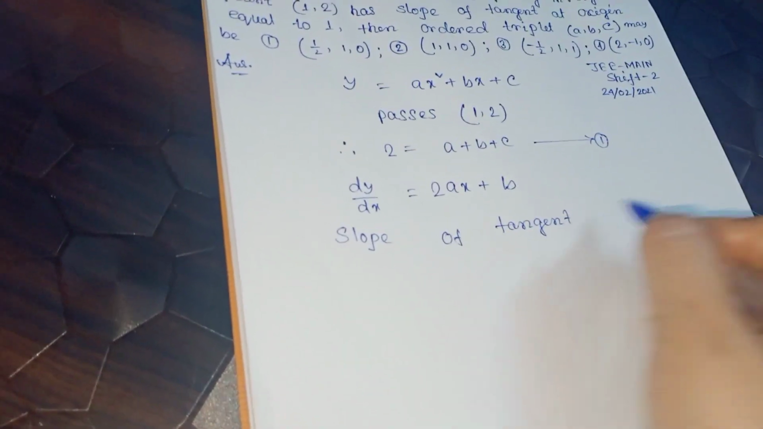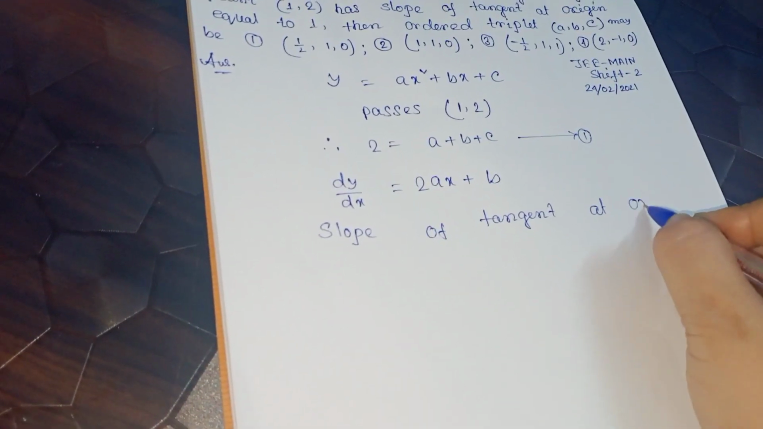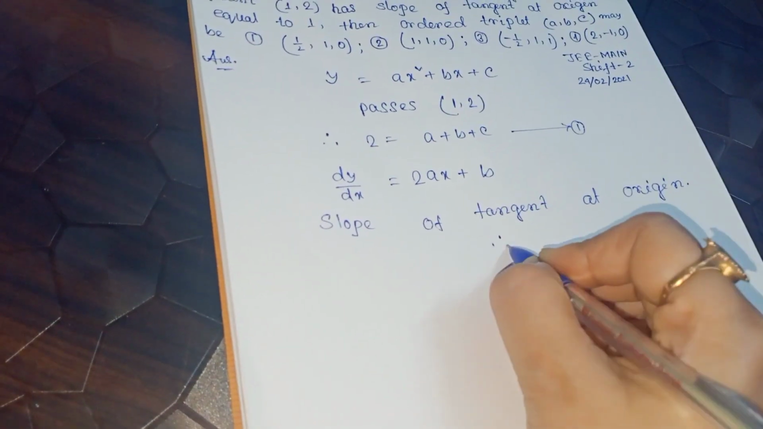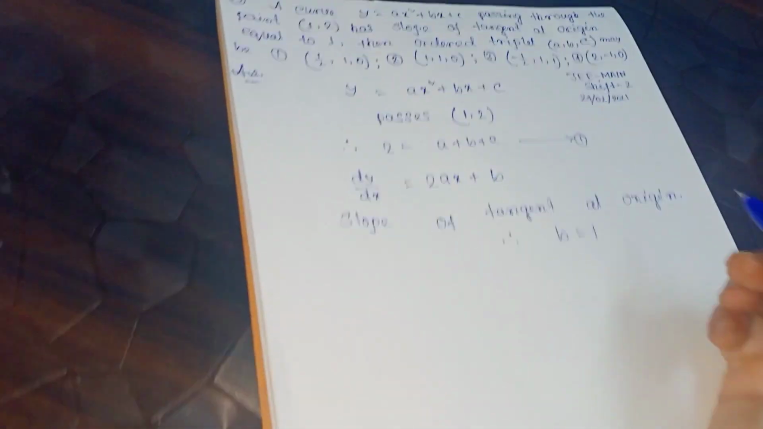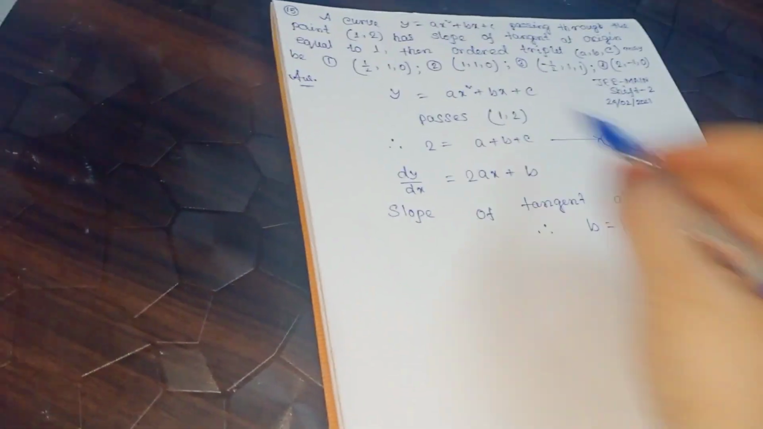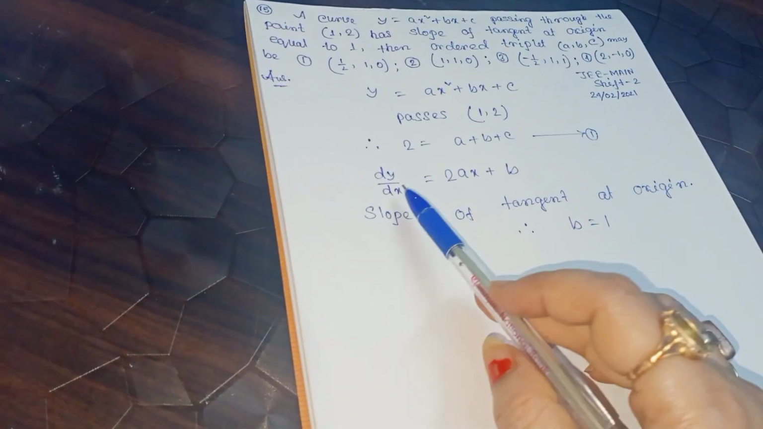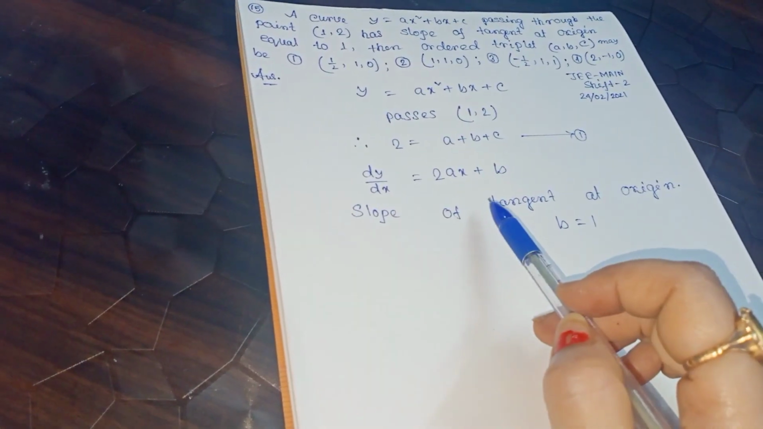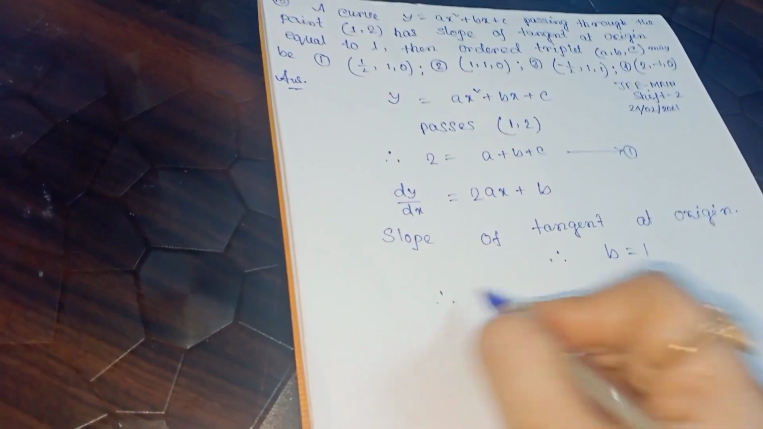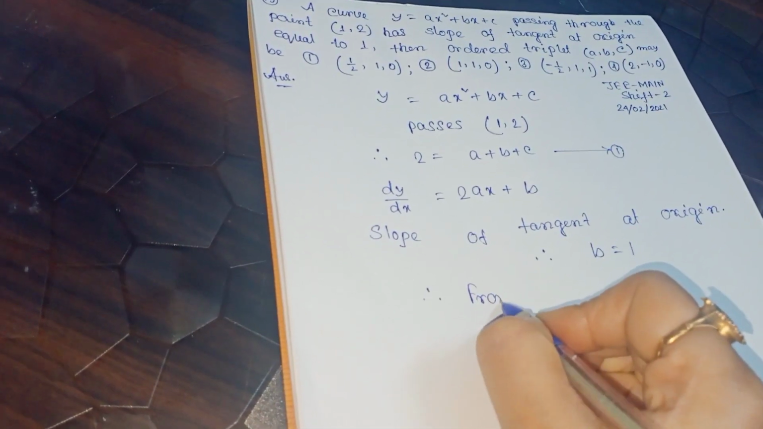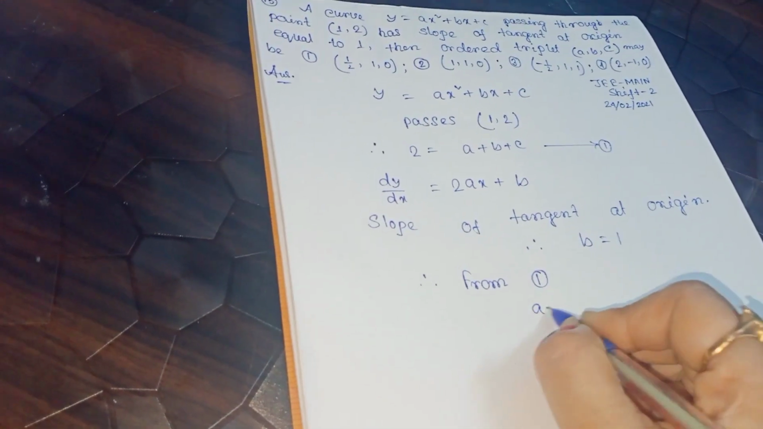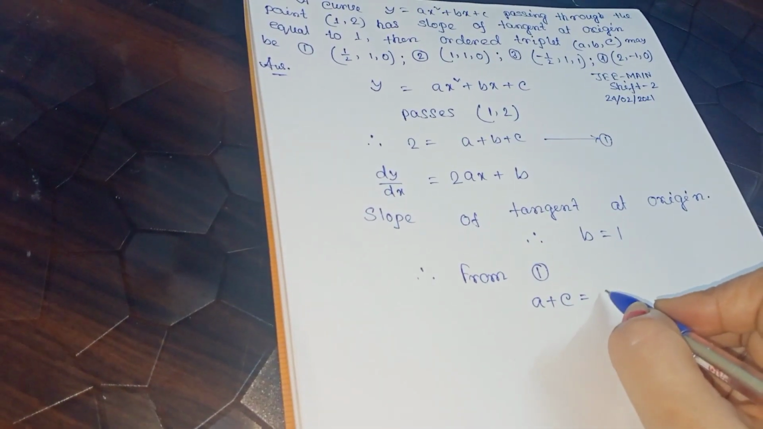Now the slope of the tangent at the origin. Therefore we may say b is equal to 1, as the slope of the tangent at the origin is equal to 1. So here we get 1, and therefore b is equal to 1. Putting b is equal to 1, here we get a plus c is equal to 1.